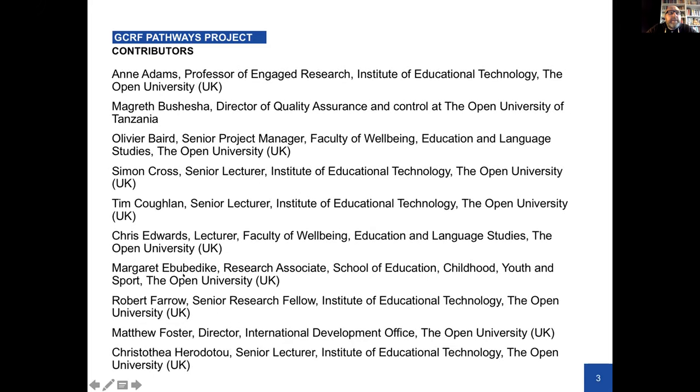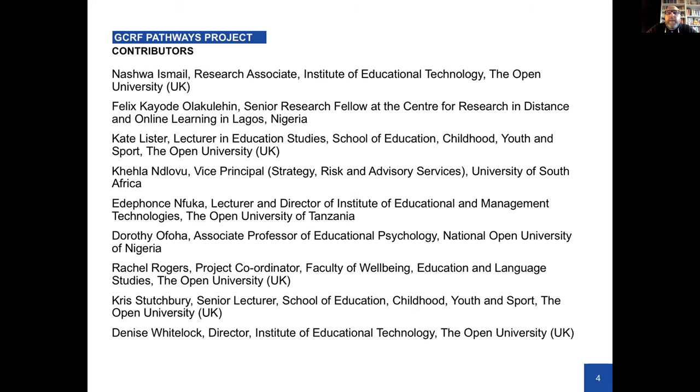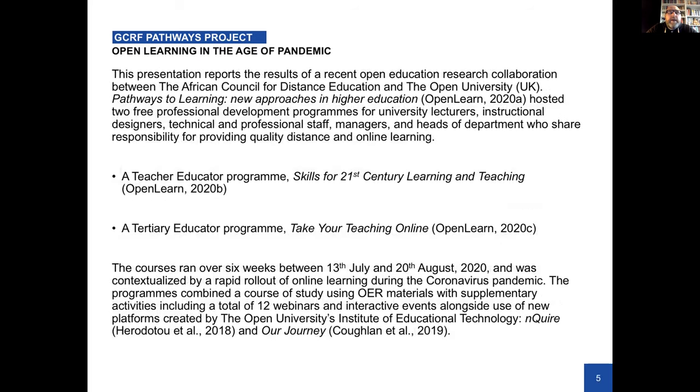So there's a big team on this project and a big list of co-authors. Not proposing to go through all of them right now, because there's quite a few. But everyone works in one of the places that I referred to on the previous slide. And we've got roughly half and half balance between UK-based and African-based people in the team. In some ways, it was new territory for everyone involved in this.